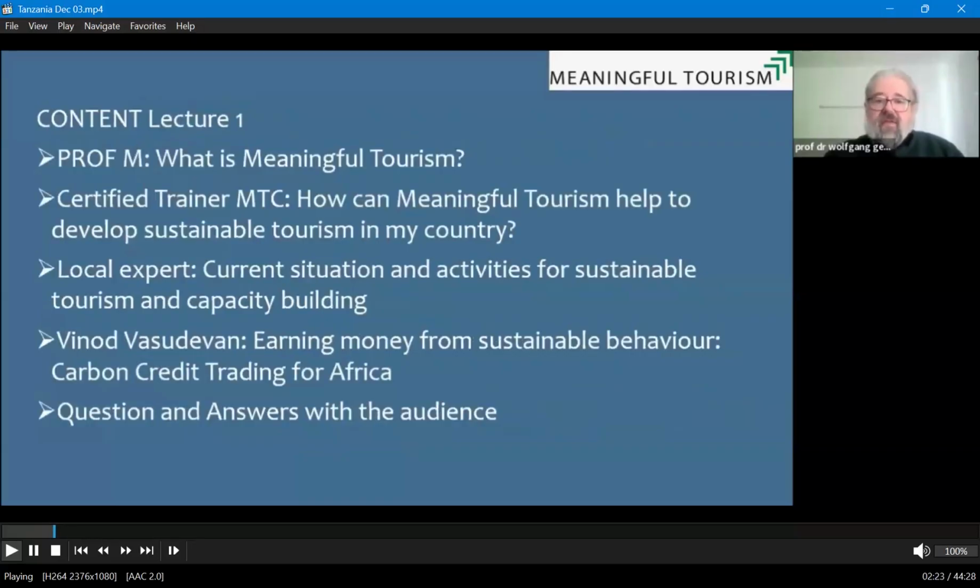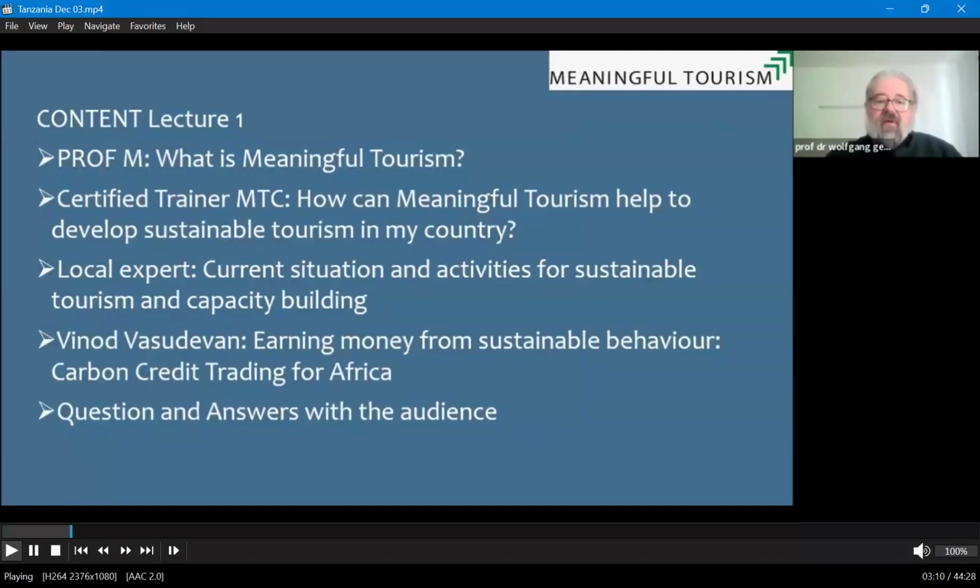So in the first lecture today, I have the pleasure and the honor to start in a minute with an introduction about what is meaningful tourism. And then we have our certified trainer from the Meaningful Tourism Center for each of the countries, talking about how meaningful tourism can help to develop sustainable tourism in my country. So that will be South Africa, Kenya, and so on. And then we have a local expert joining us, talking about the current situation and activities for sustainable tourism and for capacity building already existing in this country, and some special aspects depending on the expertise of the local expert.